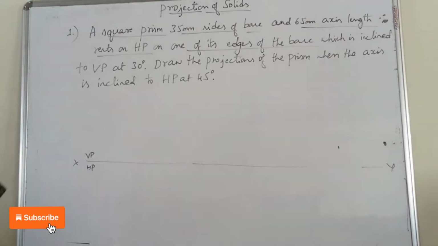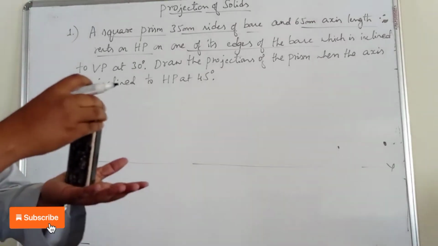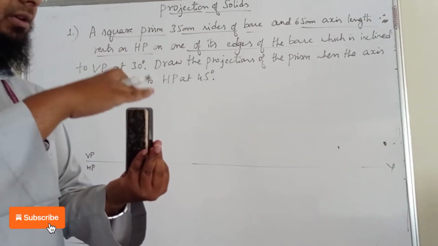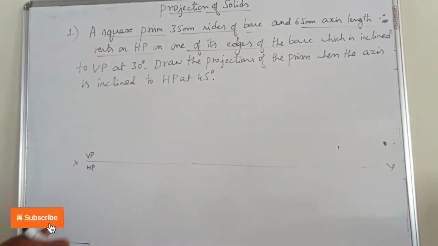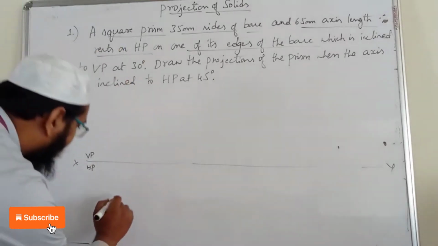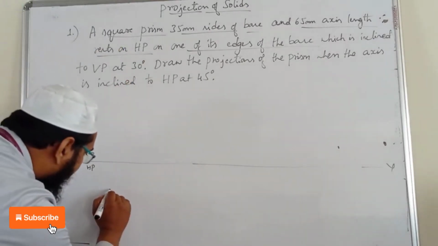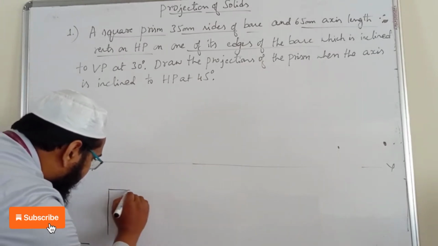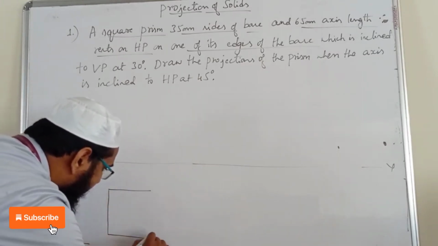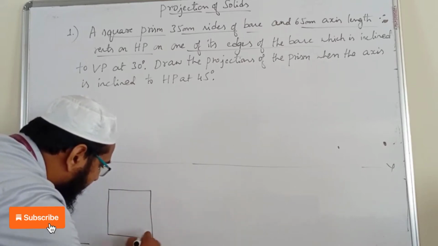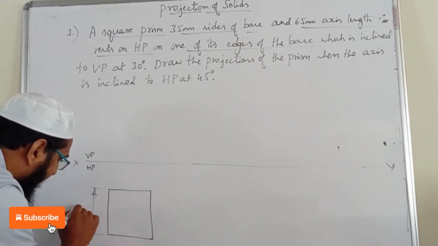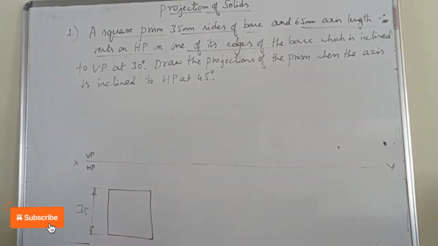If you consider a square prism, the top view of a square prism will be a square, which is having top face and bottom face. That means you need to construct a square here, a square of dimension 35. So we have drawn a square here.